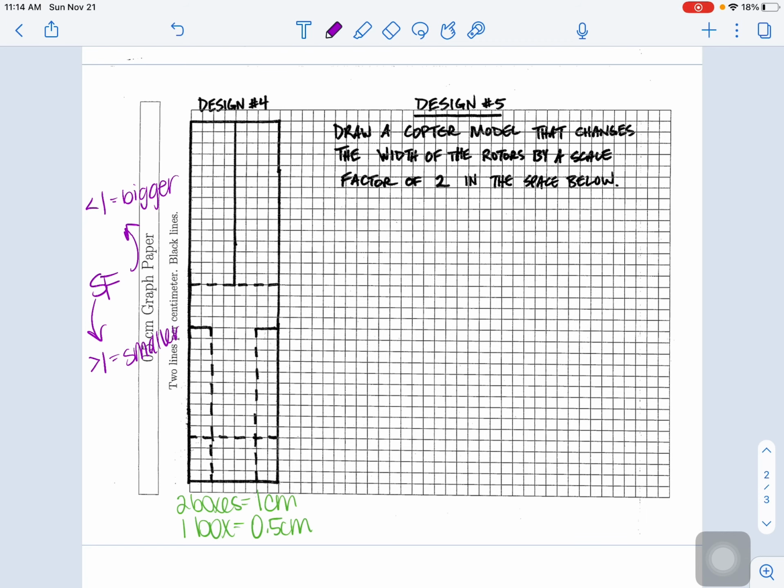So right now, I want you to pause the video. I want you to go flip back and forth between your control group and then this design number 4. And I want you to determine what the independent variable is. And I want you to determine if it's getting larger or smaller. And then I want you to tell me if the scale factor is going to be greater than 1 or less than 1. So pause the video and go answer those 3 questions right now with your pod.